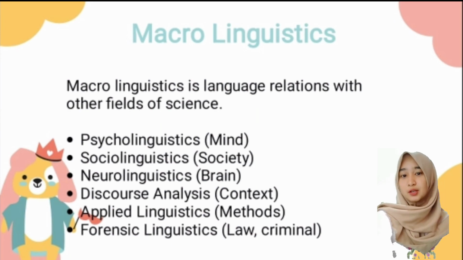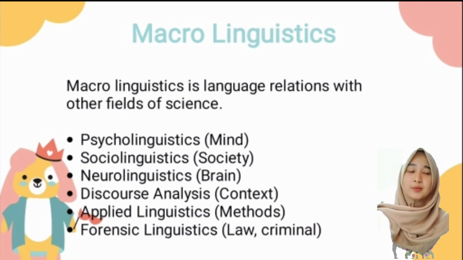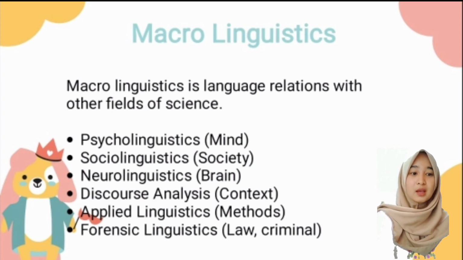Next, I will discuss about macrolinguistics. What is macrolinguistics? Macrolinguistics is language relations with other fields of science. Jadi, hubungan bahasa antara bidang lainnya. So, the fields of macrolinguistics there are: first, physical linguistics, the study of language and mind, yang berhubungan dengan pikiran. Social linguistics, studies the relations between language and society, mempelajari hubungan antara bahasa dan sosial. Neurolinguistics, study of language processing and language representation in the brain.